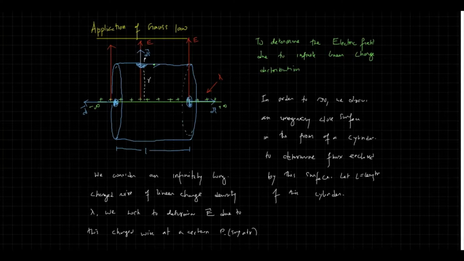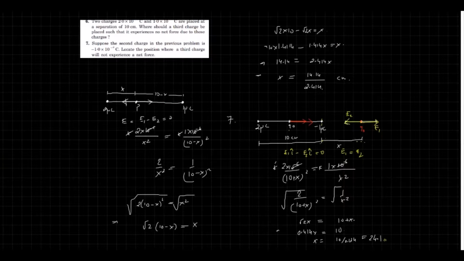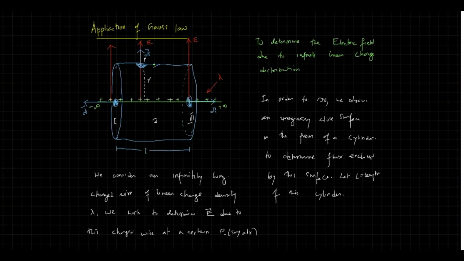the total flux would be the closed integral. I can see there are three surfaces: surface 1, surface 2, and surface 3. So the closed integral of E dot ds over surface 1, plus the closed integral over surface 2, plus the closed integral over surface 3.